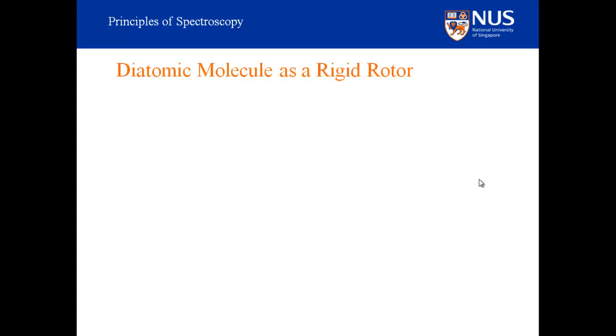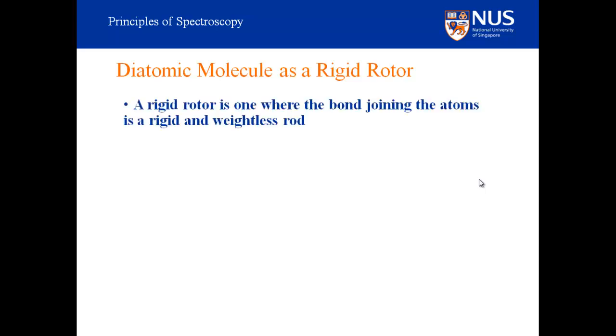We will now try to model the diatomic molecule. The simplest model of a diatomic molecule is to assume that the two atoms are connected by a massless rigid bond. The mass of each atom is in the center of each atom. There is no mass in between and the bond length doesn't change. These assumptions make the mathematics easier. But even with these assumptions, many of the features in the rotational spectrum of a diatomic are explained.